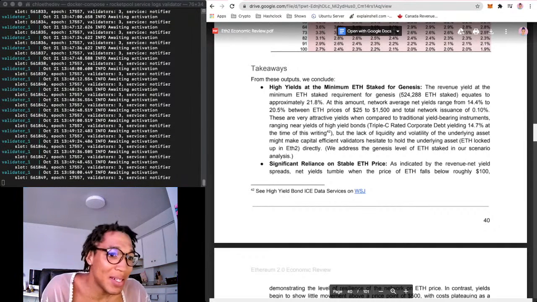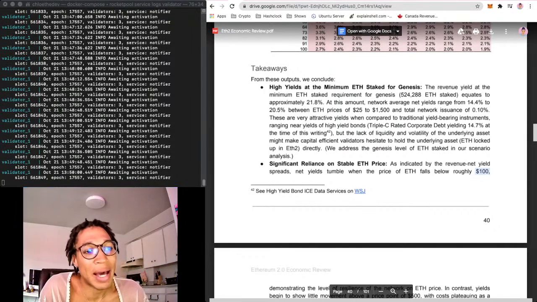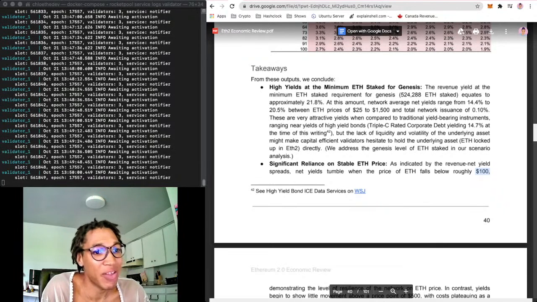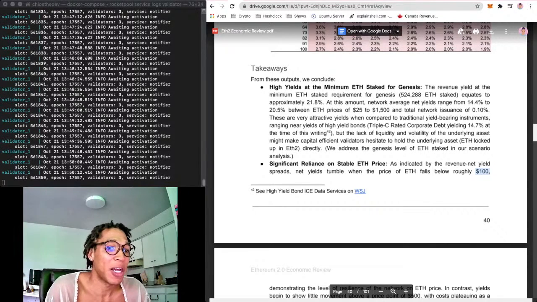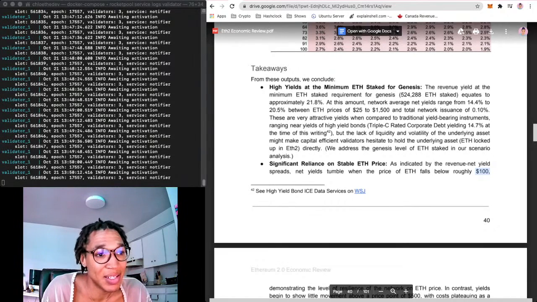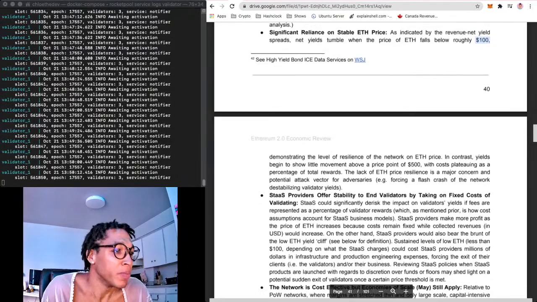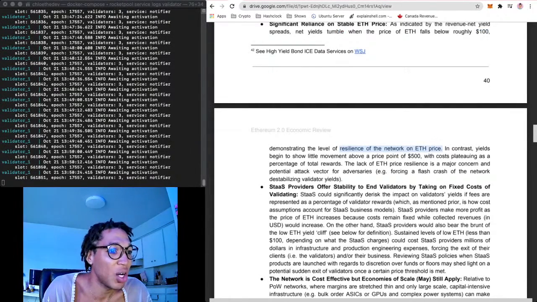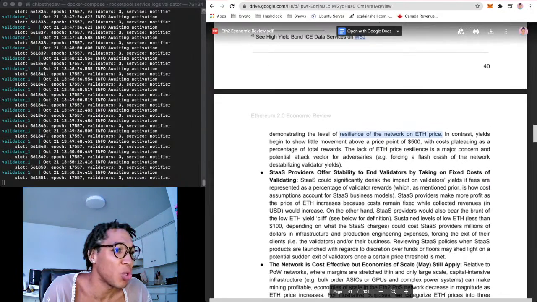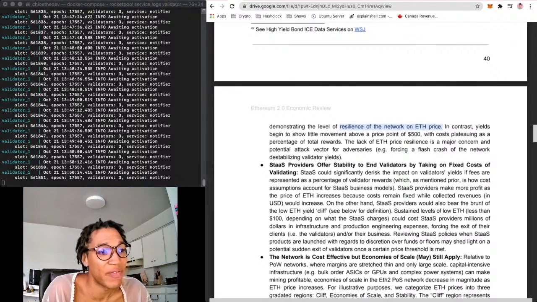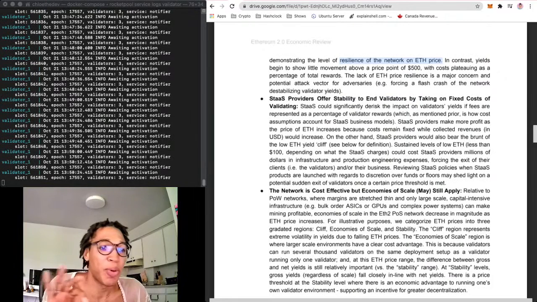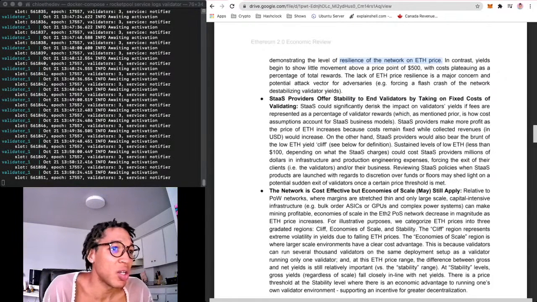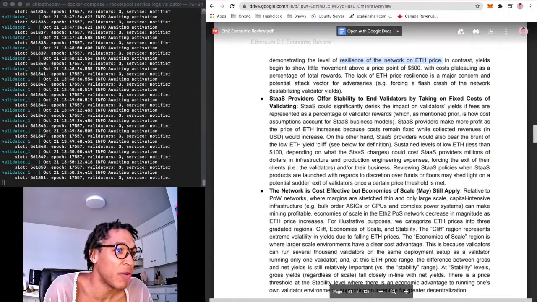But what that means is, how do we do that? How do we give a stable value to ETH, this economic value? I think stable coins and pegging stable coins to ETH on Uniswap and other DEXes is a wonderful way to do that. Demonstrating the level of resilience of the network on ETH price. In contrast, yields begin to show little movement at a price point of $500. So above $500, you're pretty much good to go, with costs plateauing as a percentage of total rewards.